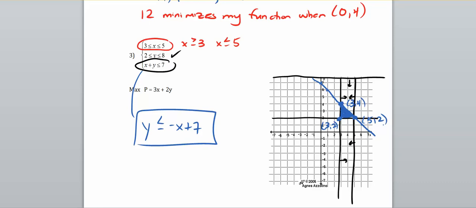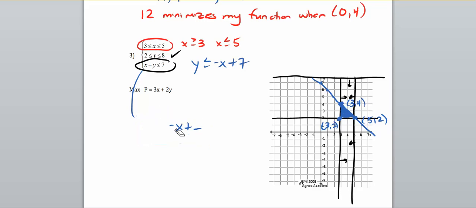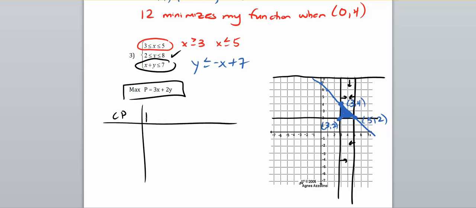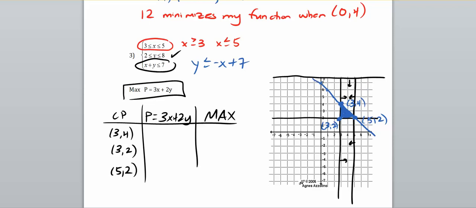Okay. I'm going to rewrite this up here just so I can make more room for my table. So now I'm going to make my table to actually calculate what the maximum value would be if this is my objective function. So again, put in your corner points, put in your objective function, and then I'm finding the maximum. So I have 3 corner points. I have (3, 4), (3, 2), and (5, 2).